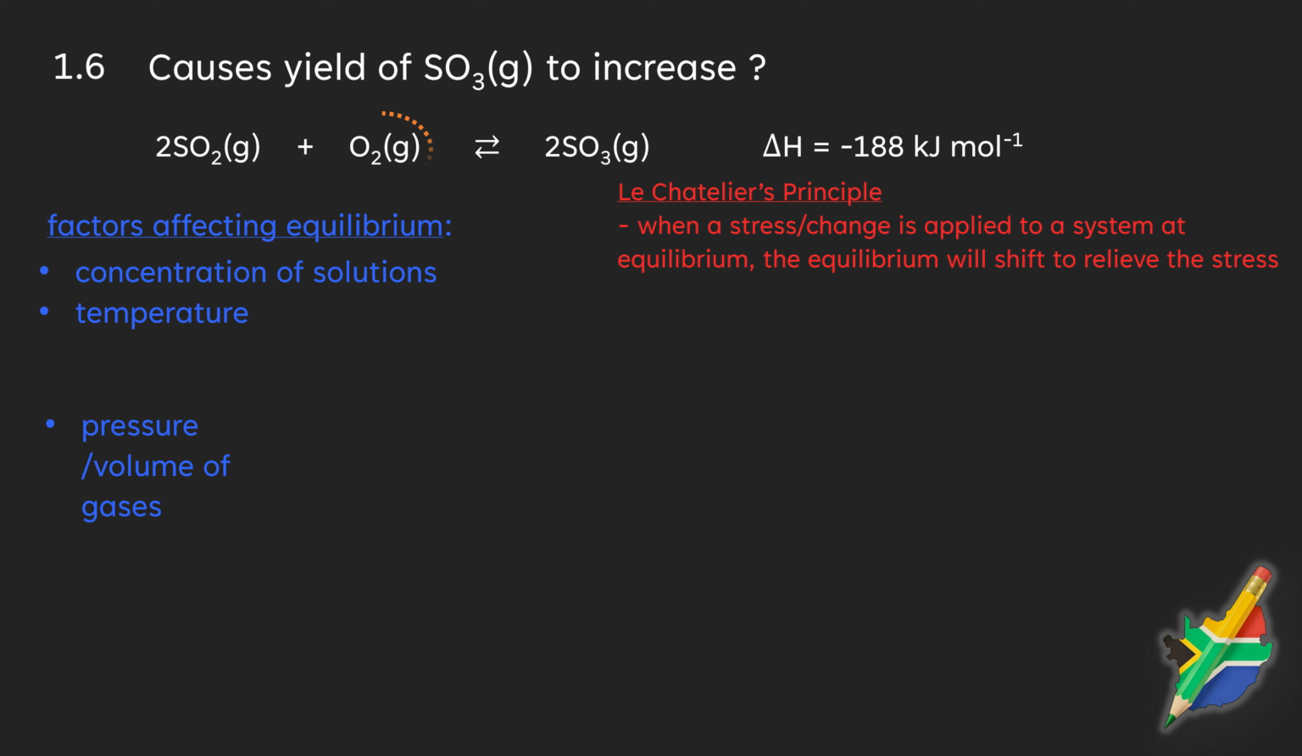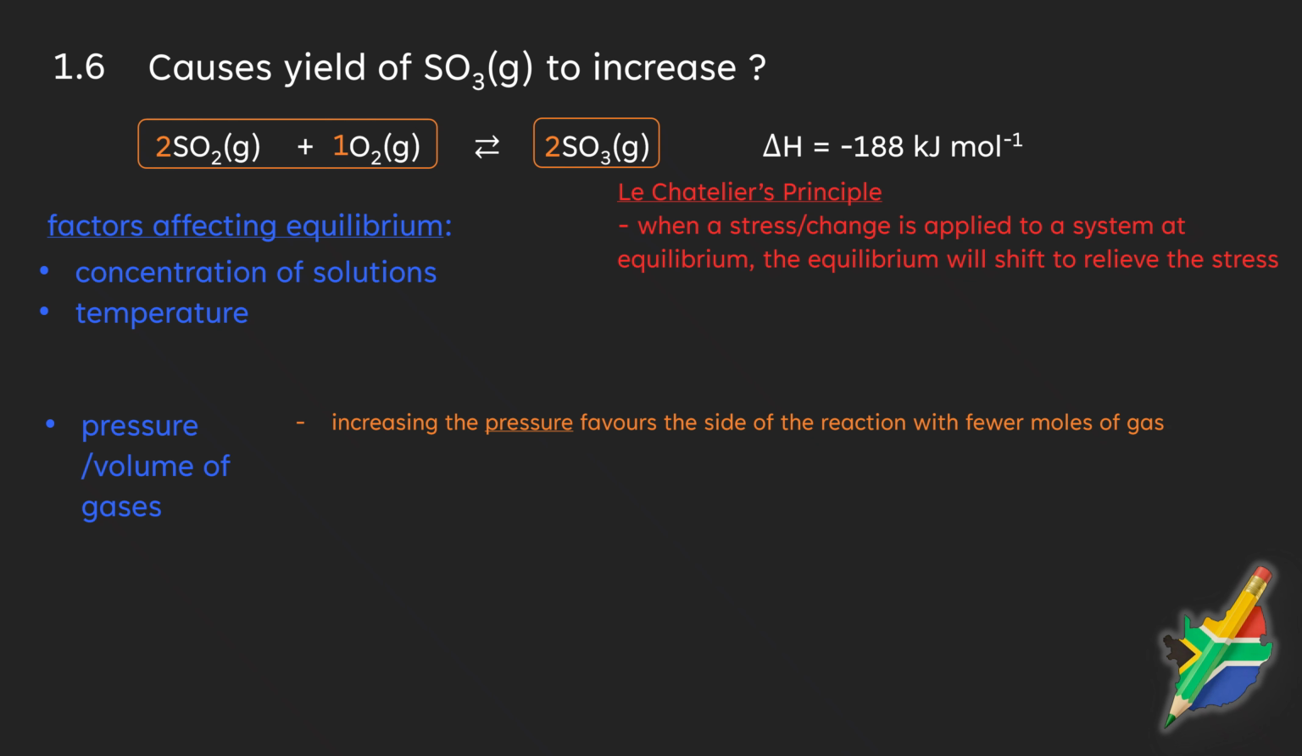Answer option A says oxygen gas is added. Notice that all species in this equilibrium are gases, and that we have a molar ratio of 3 in the reactants and 2 in the products. Increasing the pressure of a system at equilibrium favors the side of the reaction with fewer moles of gas.